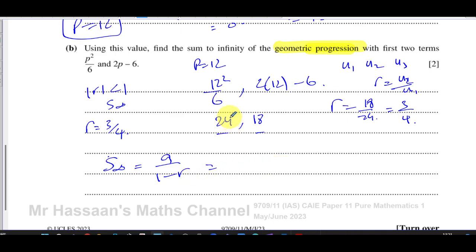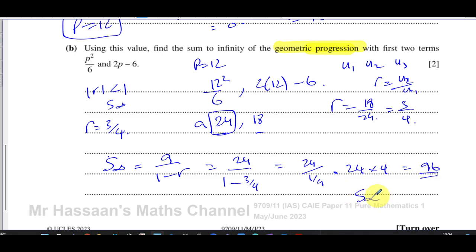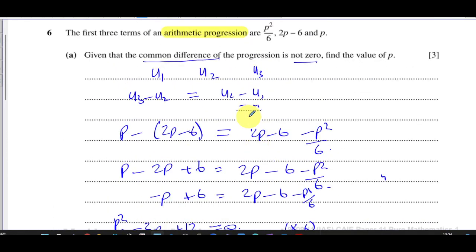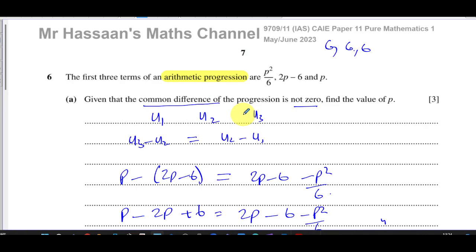So A here is the first term, which is 24. And 1 minus 3/4, where 3/4 is the common ratio. So it's 24 divided by a quarter, which is like 24 times 4, which gives you 96, because that's 80 plus 16. So the sum to infinity in this case is going to be 96. And there we have answered question number 6 from the May-June 2023 International A-Level paper from Cambridge 9709.